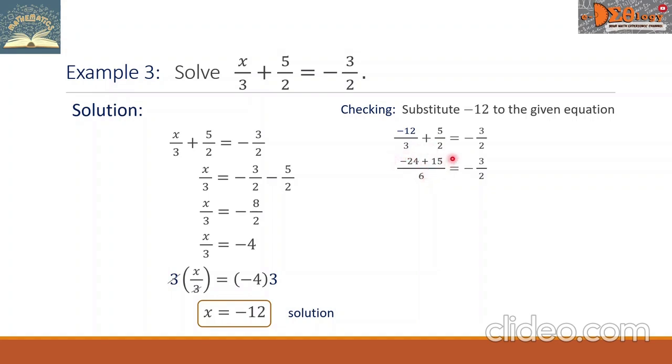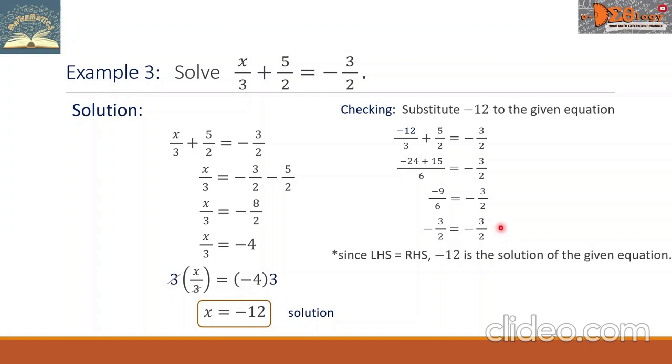The numerator is simplified as negative 9 over 6, and this fraction is reduced to lowest terms as negative 3 over 2, which is equal to the right-hand side value. Since the left-hand side is equal to the right-hand side, negative 12 is the solution of the given equation.